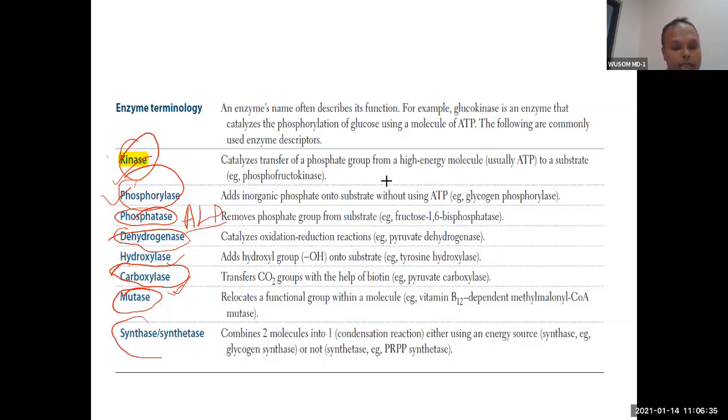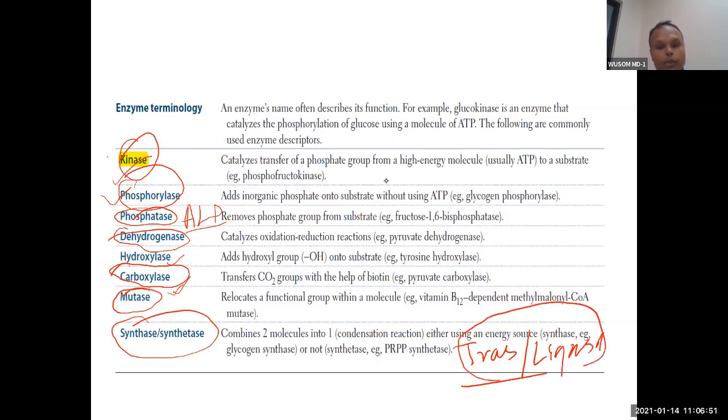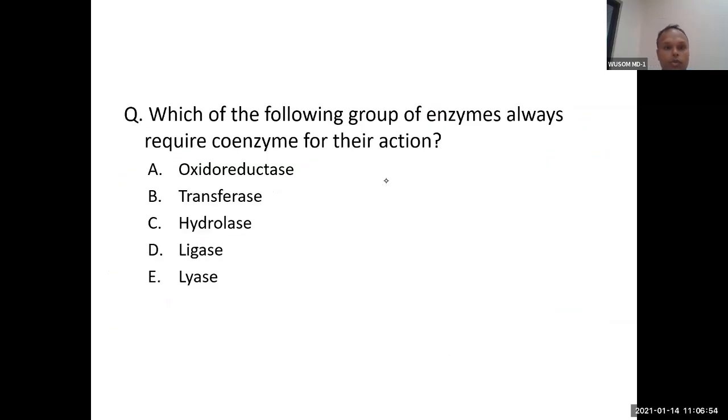Synthetase and synthase I did not tell you about, but you can read from here. Generally, synthase can be a transferase or a ligase, one of these two. So let's do this question quickly.